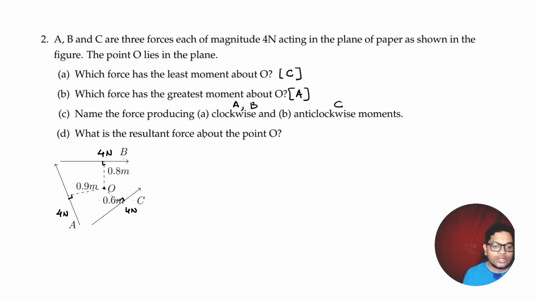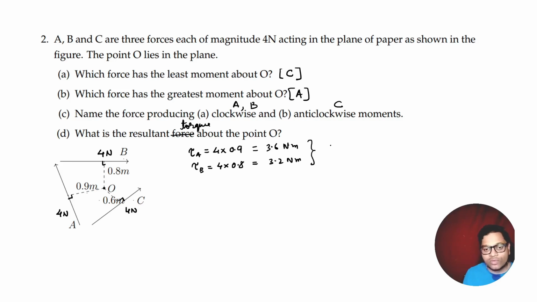They asked for the resultant torque about point O. So here we have the torque caused by A is 4 into 0.9, and the torque caused by B is 4 into 0.8. So this will give me 3.6 Newton meter, and this will give me 3.2 Newton meter. Now both of them are clockwise, so we will add them. That will be 6.8 Newton meter clockwise.